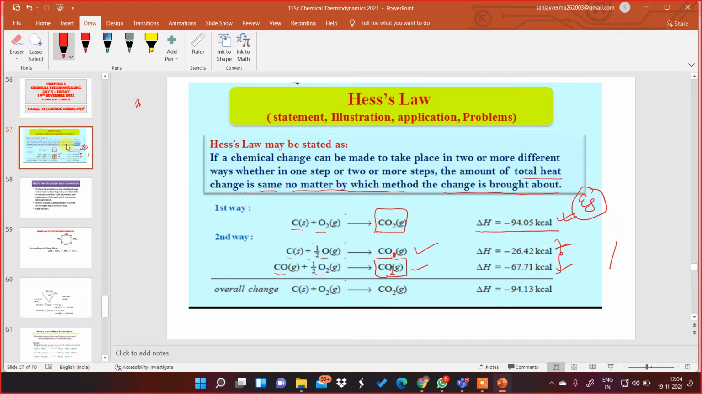So if we add these two equations and cancel the unwanted things, then we get the overall change. So if we add these two mathematically, we're getting minus 94.13 kilocalories, which is almost similar to the step 1, and this is called Hess's law. Okay.